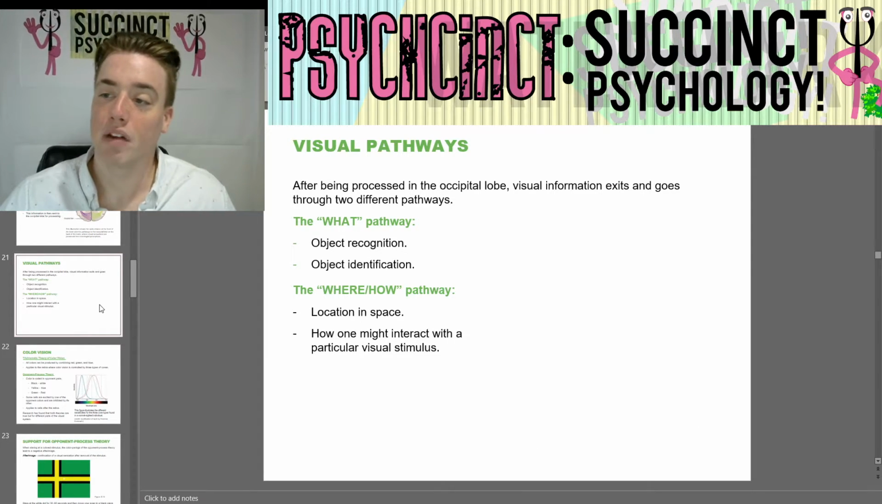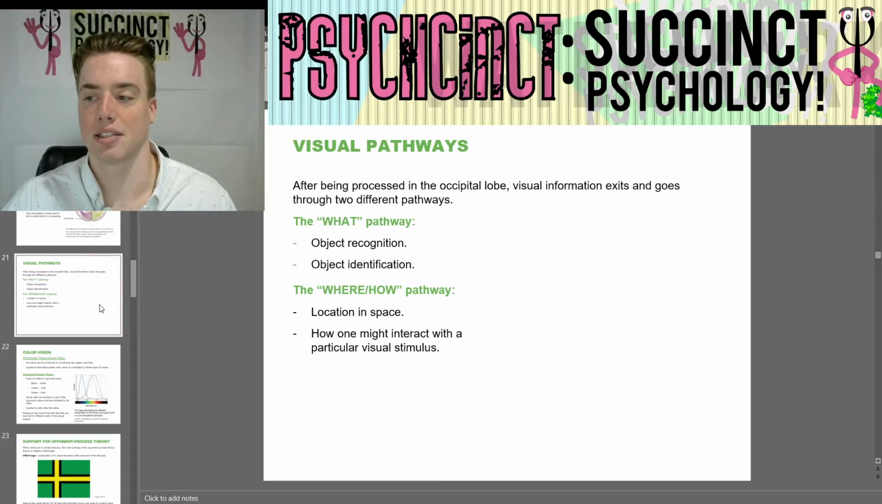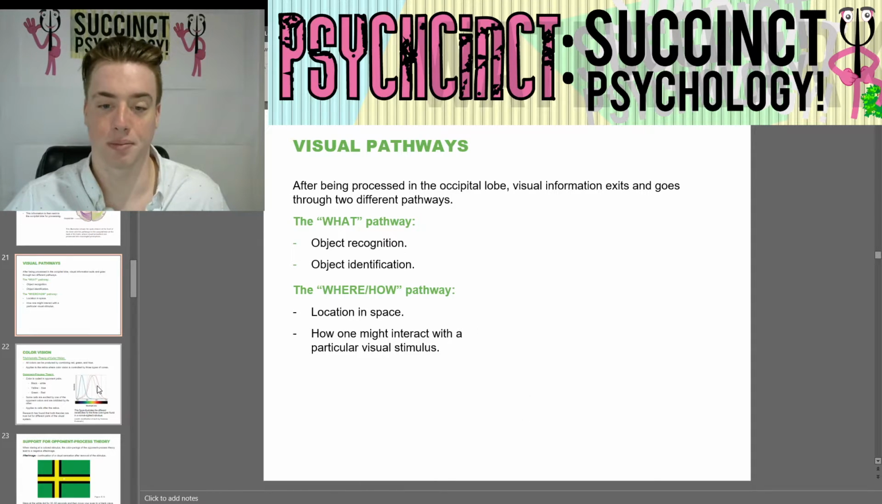So, visual pathways. After being processed in the occipital lobe, visual information exits and goes through two different pathways. We have the what pathway, which is object recognition and object identification, and the where/how pathway, which is location in space and how one might interact with a particular visual stimulus.